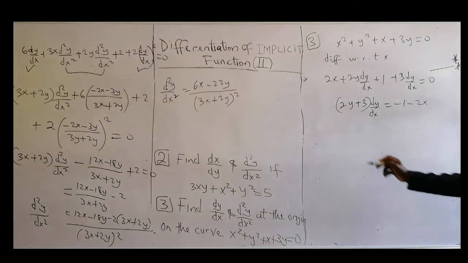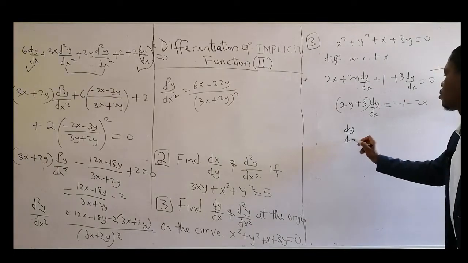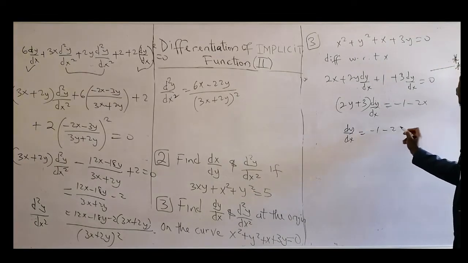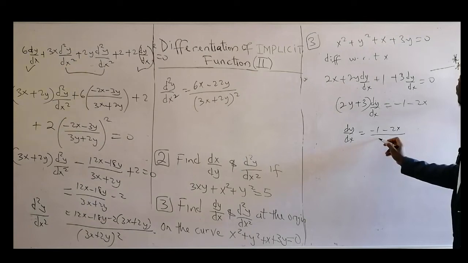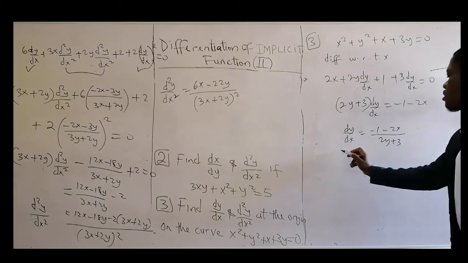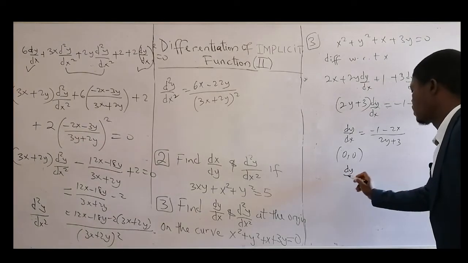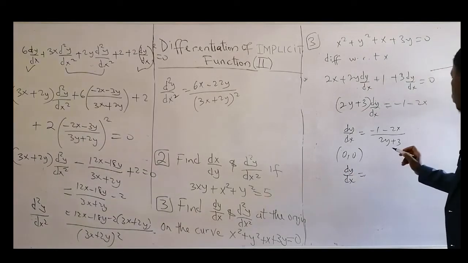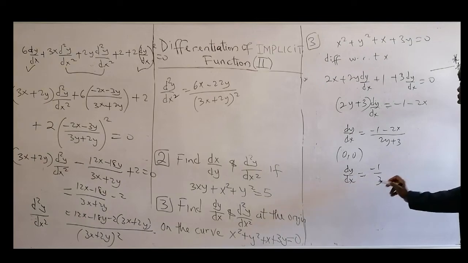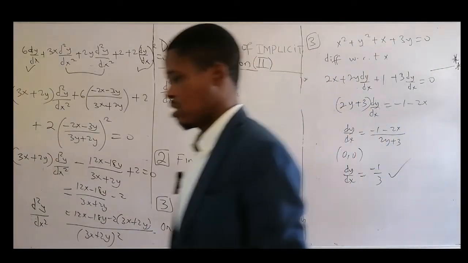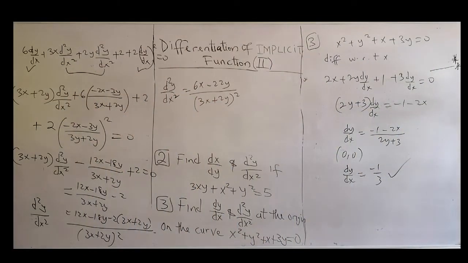Okay? So your dy/dx will be equal to what? Minus 1 minus 2x all over what? All over 2y plus 3. At the origin, that is at (0, 0), x is 0, y is 0. So that means my dy/dx is equal to what? Minus 1 over 3. So minus 1 over 3 at the origin.